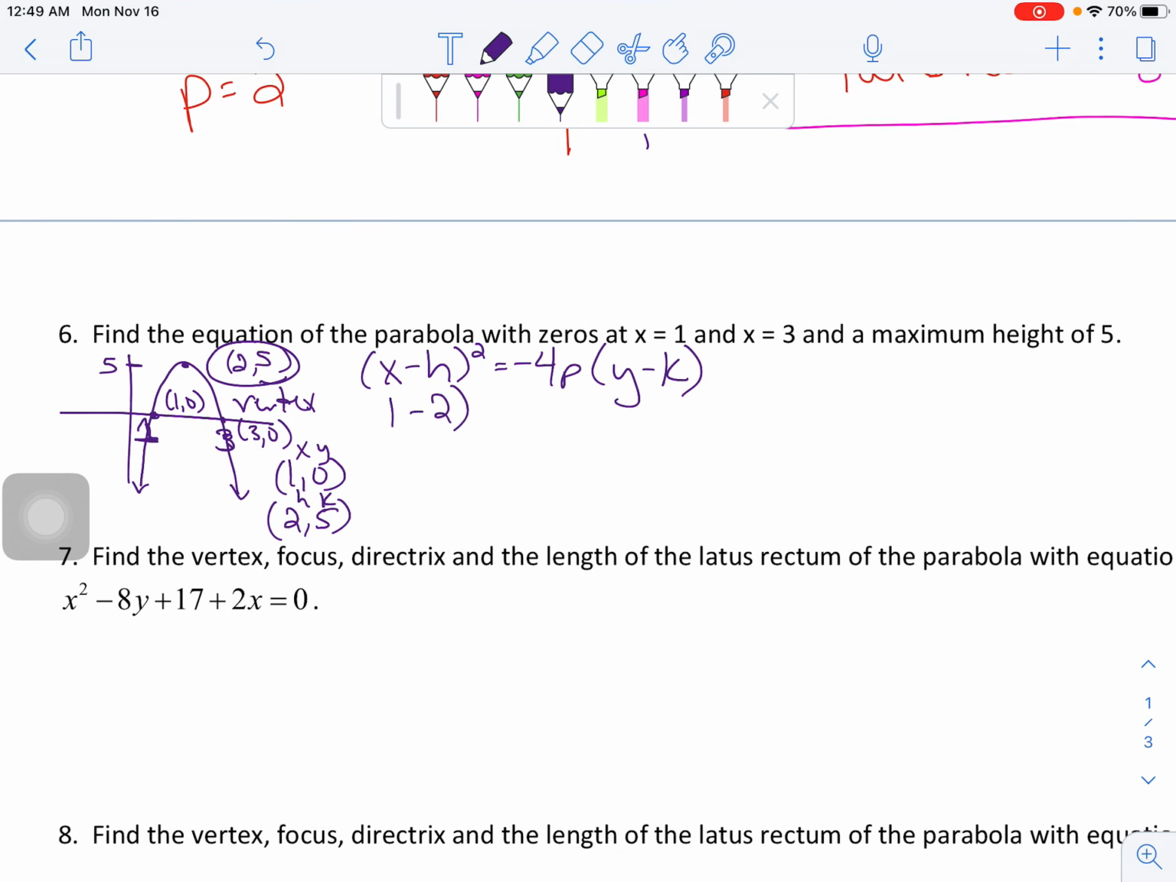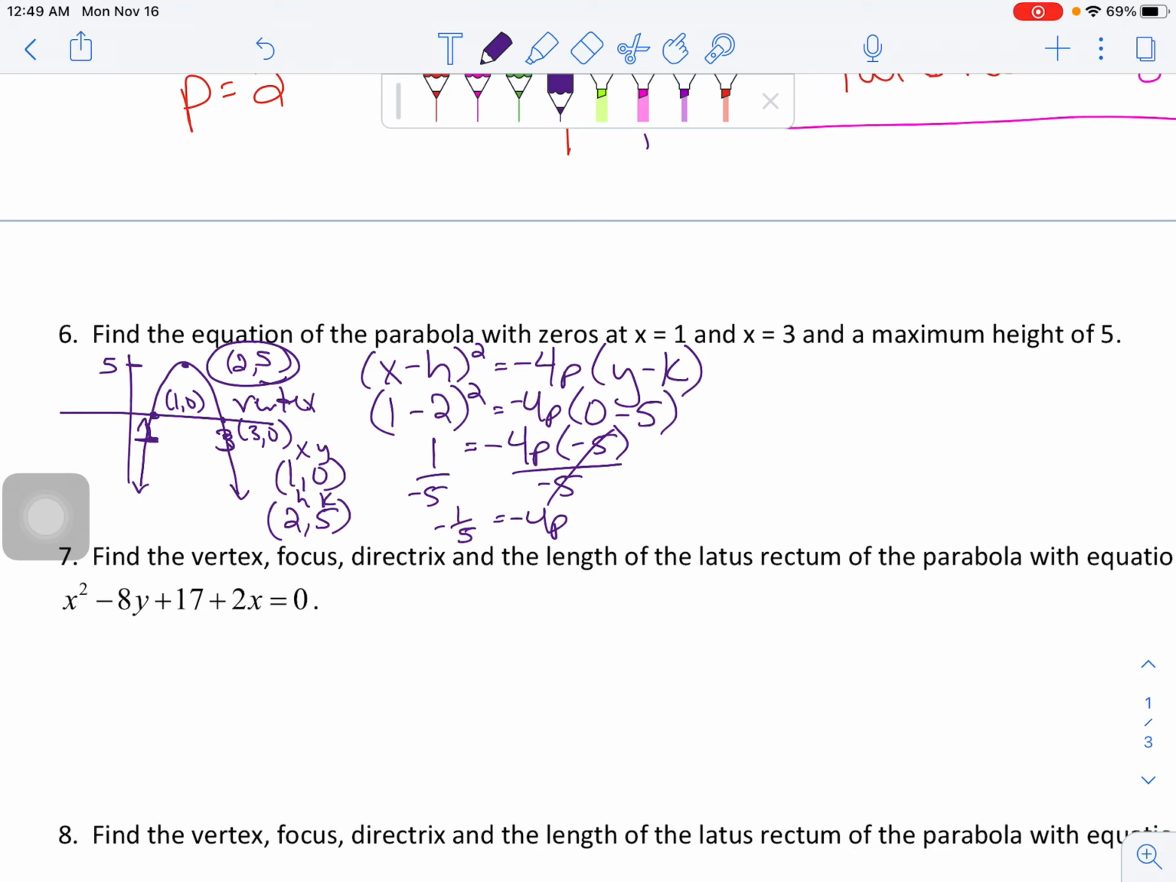All right, so let's see. x is 1, h is 2. So negative 4p times y is 0 minus k is 5. 1 minus 2 would be negative 1. Negative 1 squared is 1, equal to... Now, I'm going to do something a little bit weird here. I am actually not going to multiply negative 4 times negative 5. There's no reason to, and I will explain why in a second. I'm going to go ahead and divide both sides by negative 5. I promise there is a method to the madness, all right? Because now I'm going to tell you that negative 4p is equal to negative 1/5.